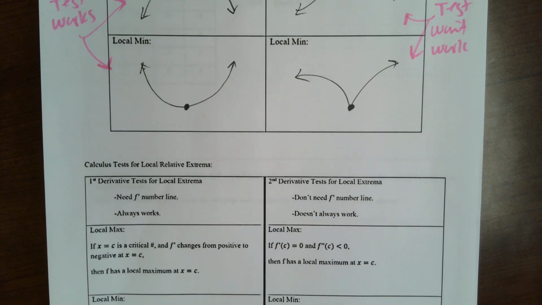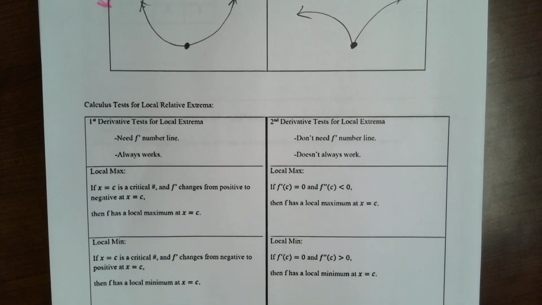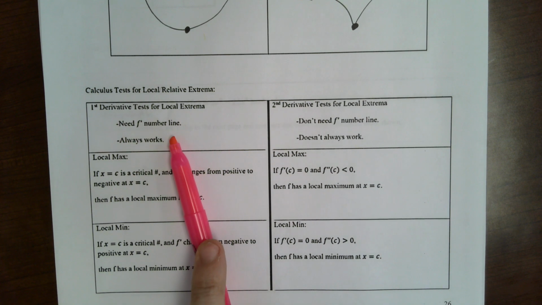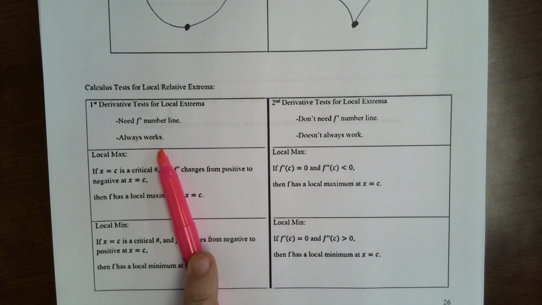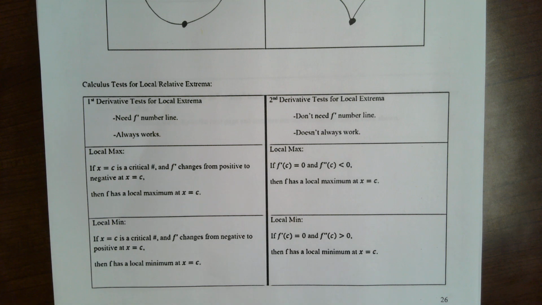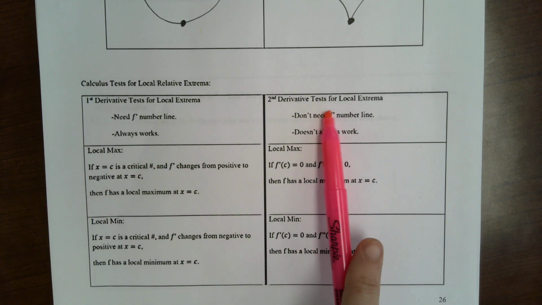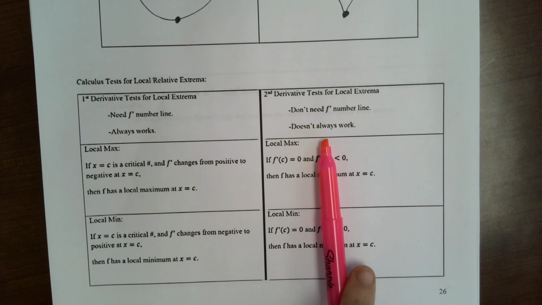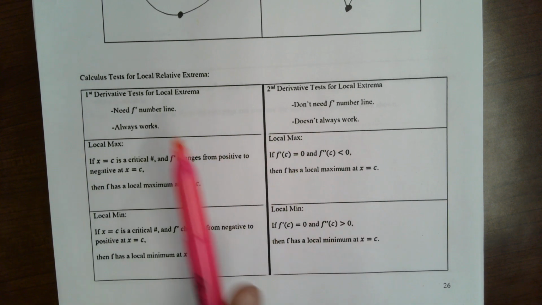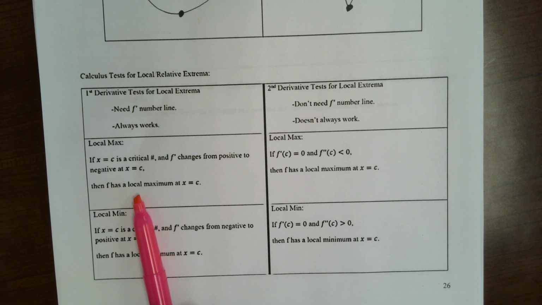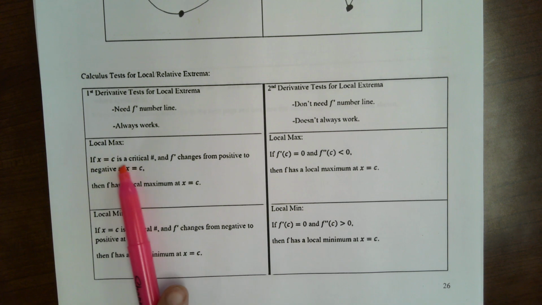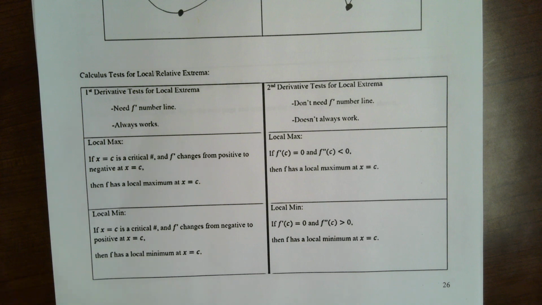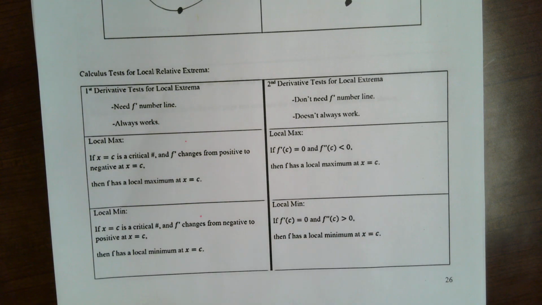So calculus tests for local relative extrema. First derivative tests for local extrema. That's when you do the number line. This will always work. It will not be inconclusive. The second derivative test, which I'll show you shortly, you don't need a number line, but it doesn't always work. This is the way we have been doing it. You find the critical numbers, put them on a number line, and look for a sign change. That's described here and here.